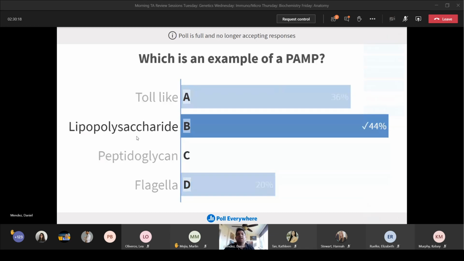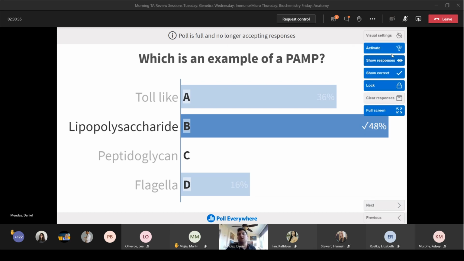So it is LPS. So the toll-like is the PRR. So toll-like is what we have on our cells. The LPS, the lipopolysaccharide, is what's going to be on the antigen or the bacteria specifically. So on the gram-negative bacteria. So that's going to be a PAMP. Remember, PAMPs are on their cells. PRRs are on our cells.